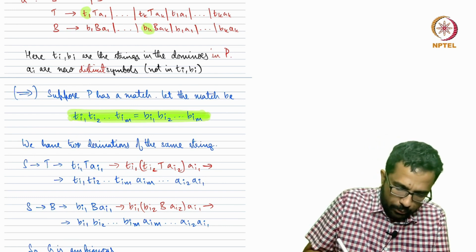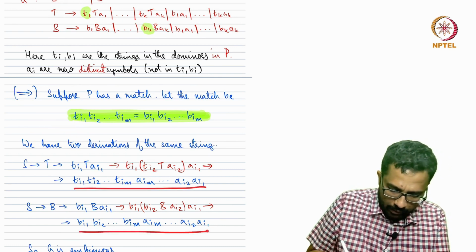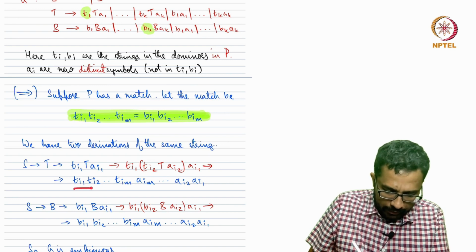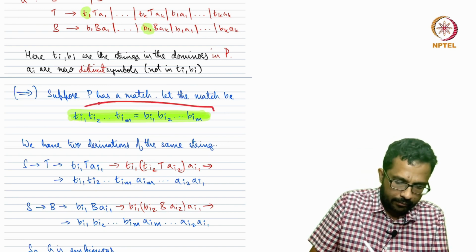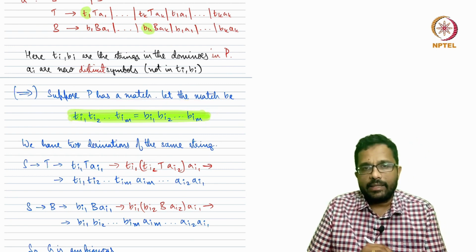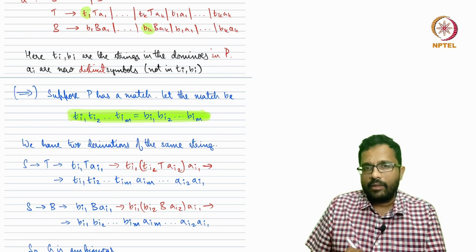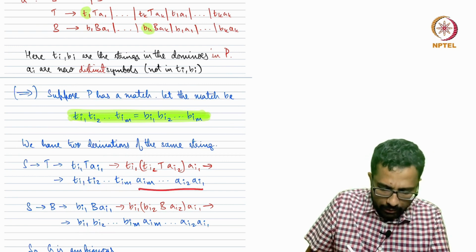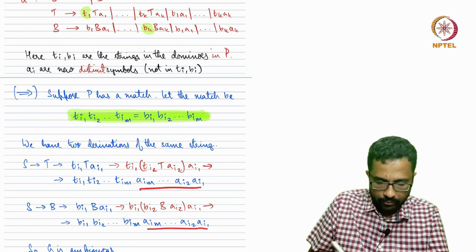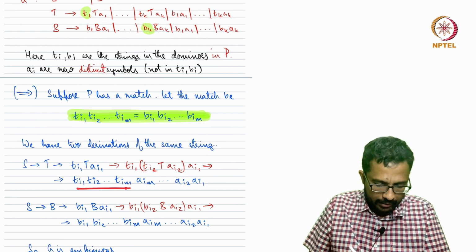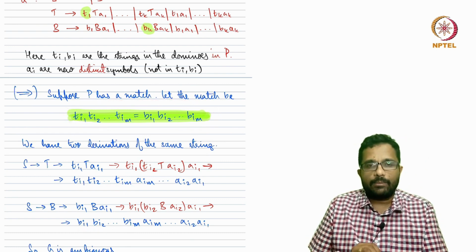And I claim that these two strings, the underlined strings, are the same. Why is that? Because the first parts, Ti1 up to Tim and Bi1 up to Bim, are the same because of the assumption that the PCP instance has a match. And the latter part is also the same because it's Aim up to Ai1 and Aim up to Ai1. This is literally the same, so this is visibly the same, whereas for the first part we are using the fact that the PCP has a match.